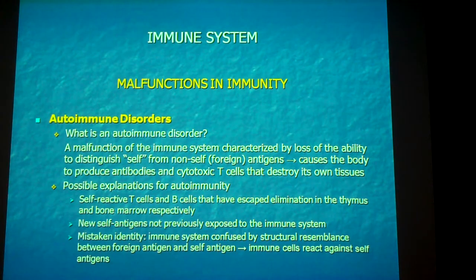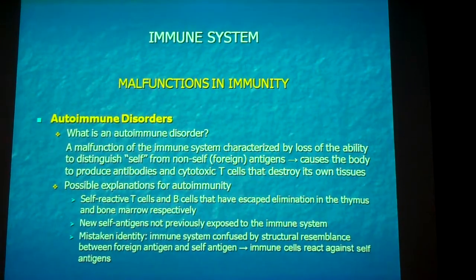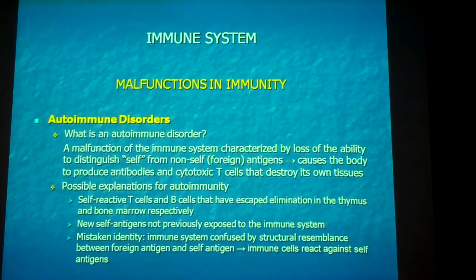For example, this is what is thought to happen in multiple sclerosis, because the makeup of the myelin sheaths is very similar to maybe a foreign antigen that a T or a B cell is supposed to be specific against, and they'll attack myelin because they've mistaken self for non-self.